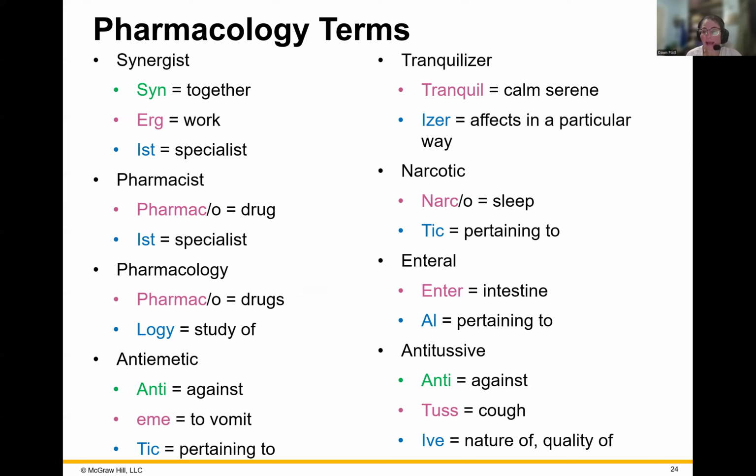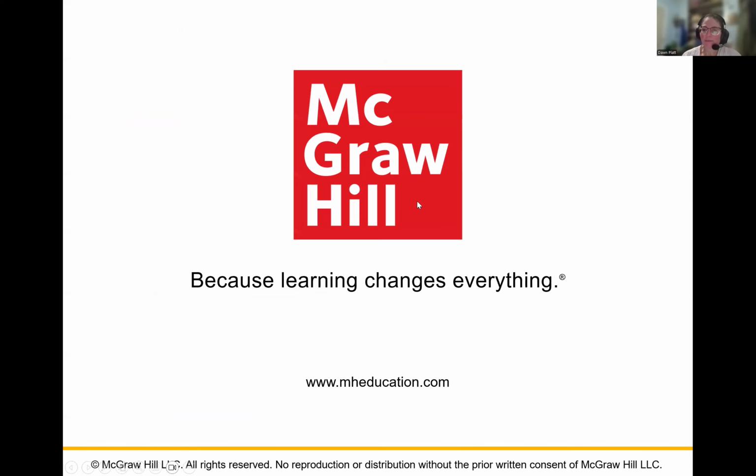Let's go to narcotic. A narcotic, we have a suffix, tic. Narco means sleep. So this is pertaining to sleep. A narcotic is going to help you sleep. So again, take these terms, break them down, and then identify the definition.